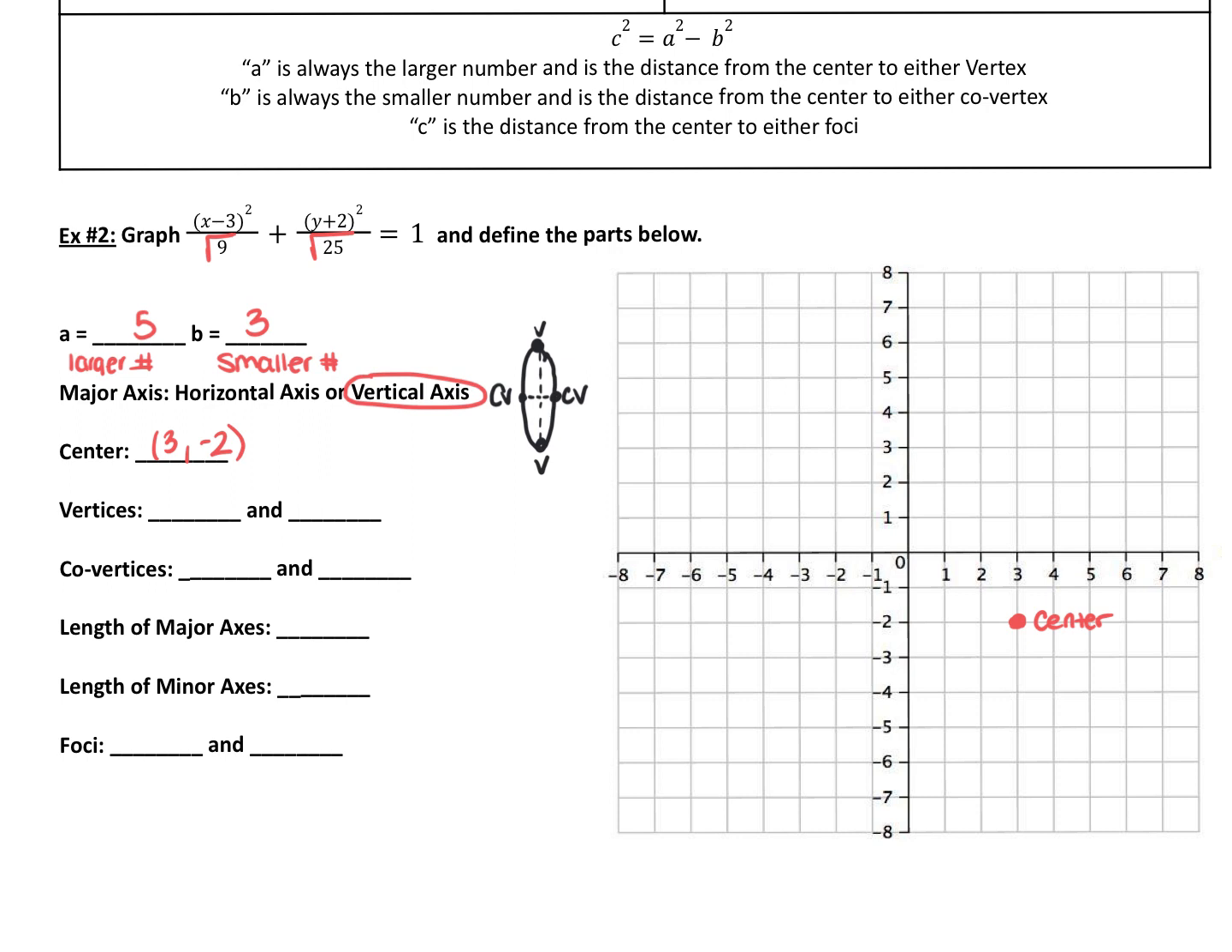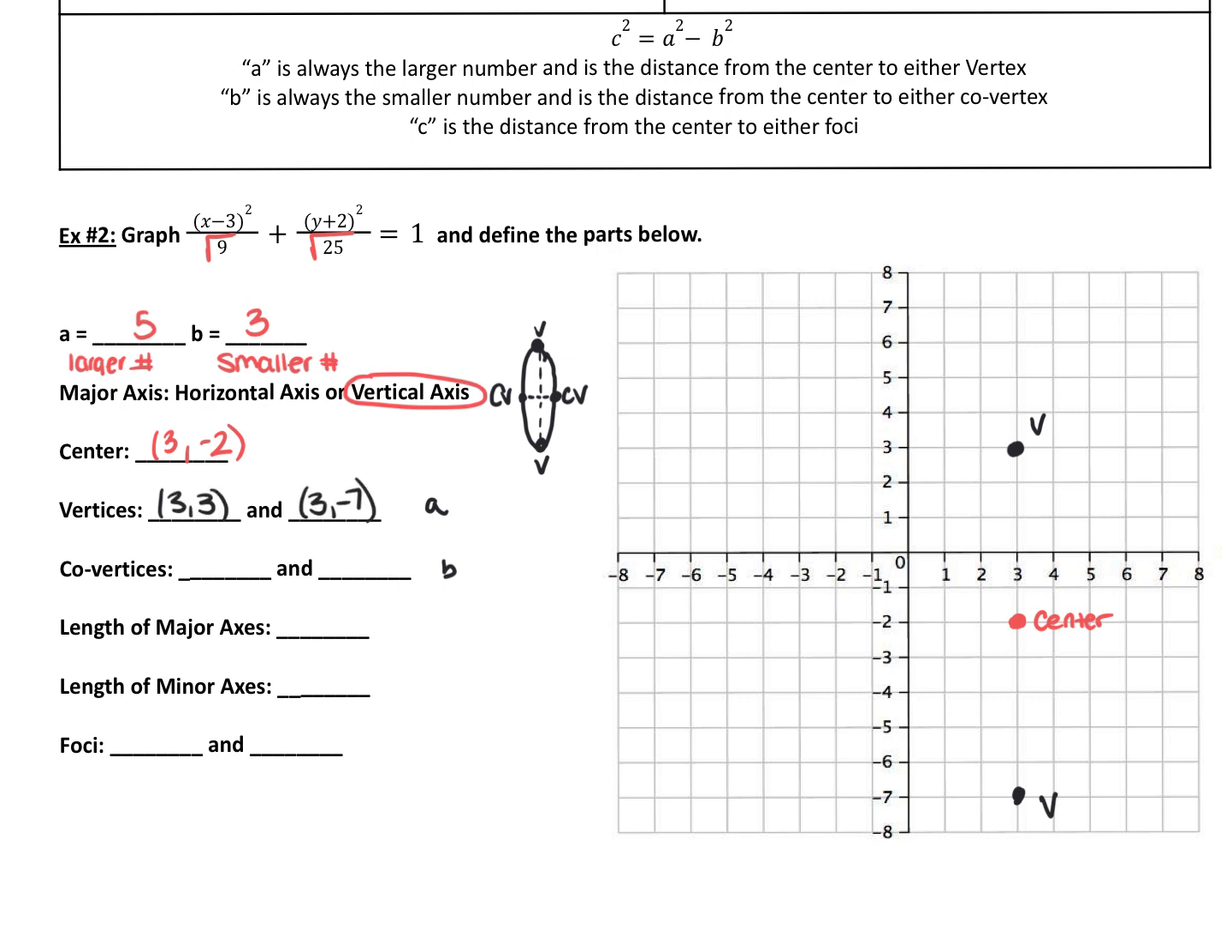So if we're looking for our vertices, we have to look at the a value. If we want the co-vertices, we look at the b value. So a is the larger number, a is 5. So this time we're going to go up and down 5. So we're going to go from the center, up 5, and then down 5. We can go ahead and label this with V and V for vertices. And while we're here, we might as well name those points. This point here is 3, 3, and this point here is 3, -7. So 3, 3, and 3, -7.